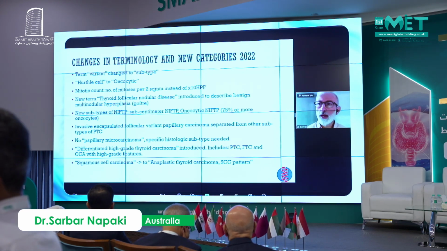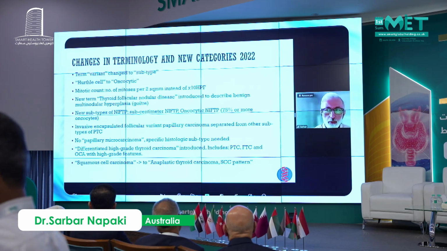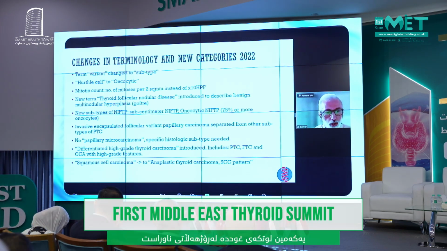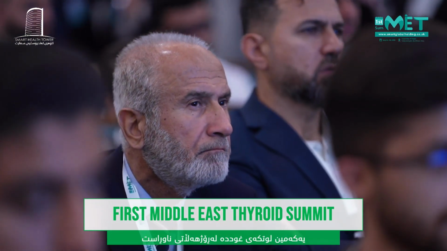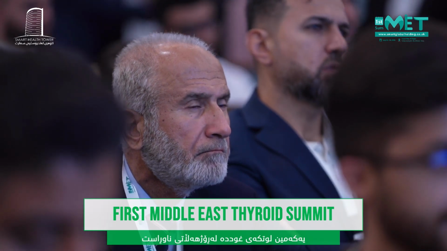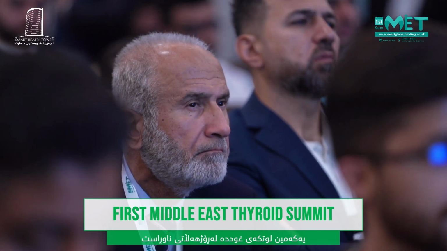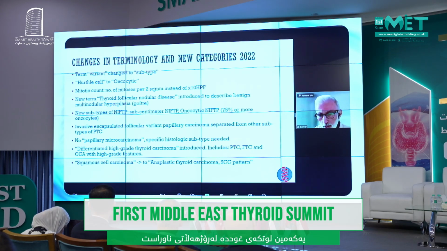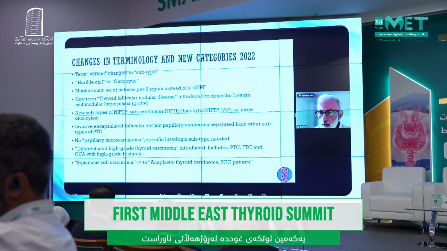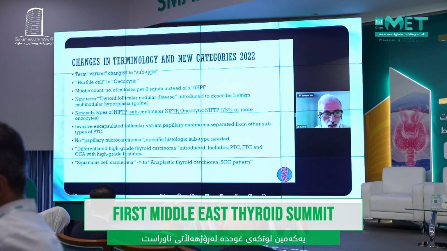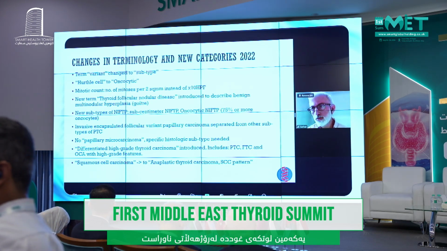No papillary microcarcinoma is used anymore. So we used to base it on criteria of less than 10 millimeters. Any tumor less than 10 millimeters was called papillary microcarcinoma. Now we actually have to measure the tumor and we have to mention what specific histologic subtype the tumor is, rather than just call it microcarcinoma. This category is new. Differentiated high-grade thyroid carcinoma is introduced, and it includes papillary thyroid carcinoma, follicular thyroid carcinoma, and oncocytic carcinoma with high-grade features, and we'll talk about this in the next slide.